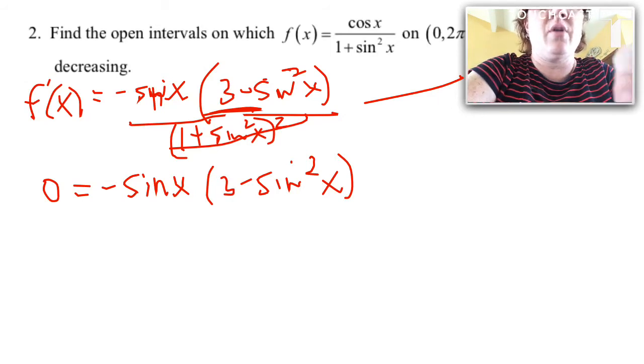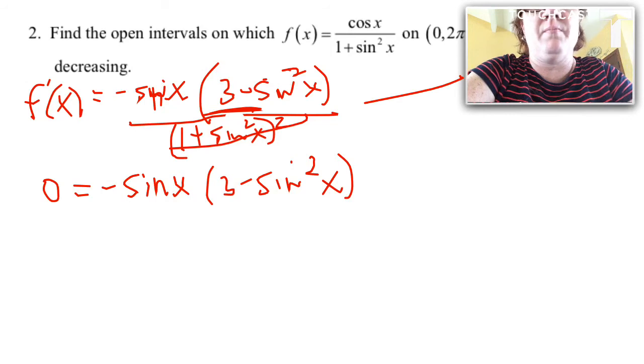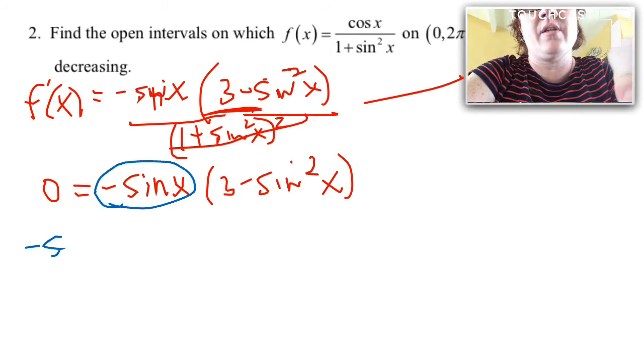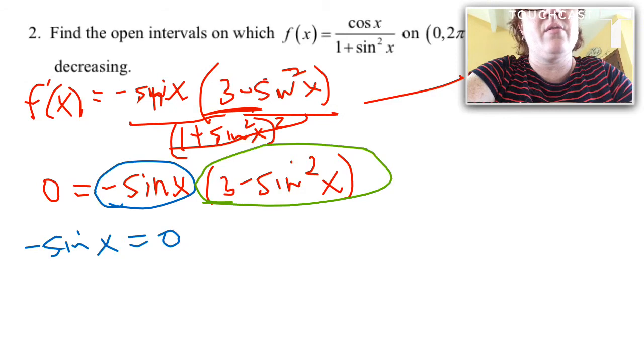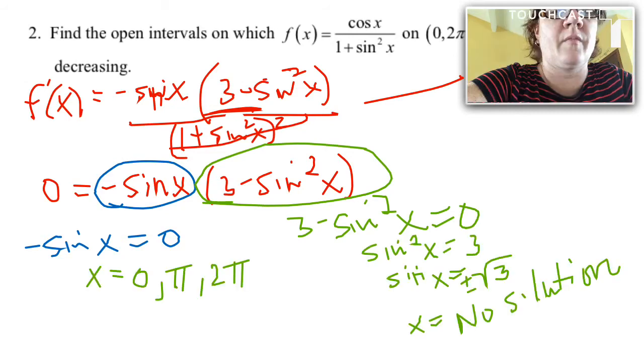So now I have the zero product property, which means either this factor is 0, so I'll set it equal to 0, or this factor is 0, so I'll set it equal to 0, and then I'll solve. So pause the video and see if you can solve these.